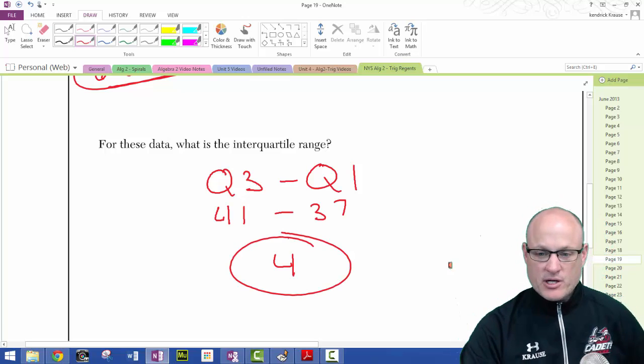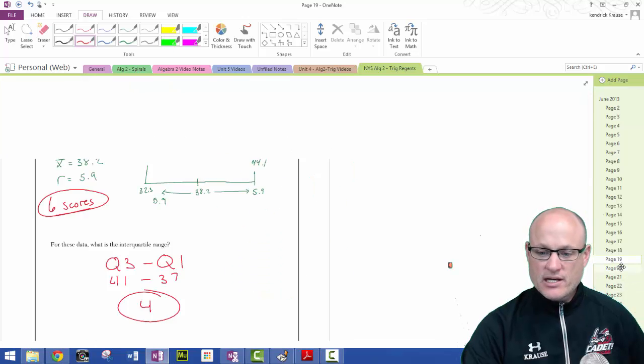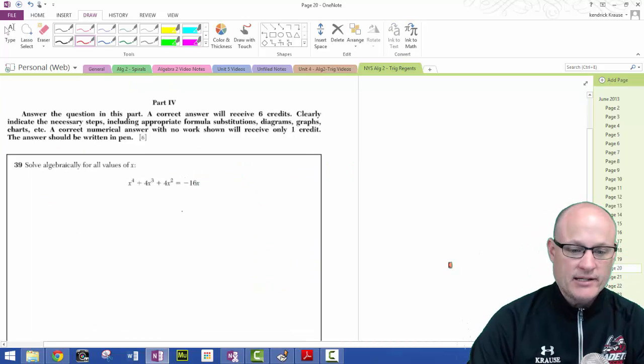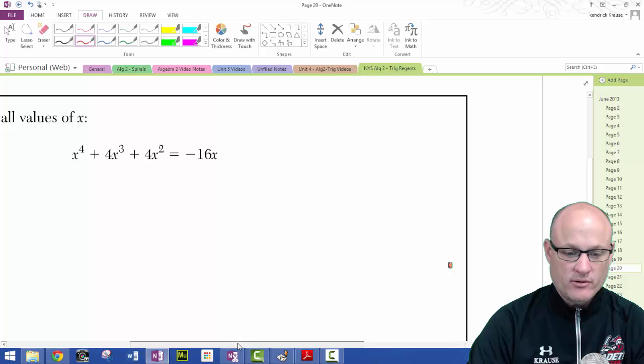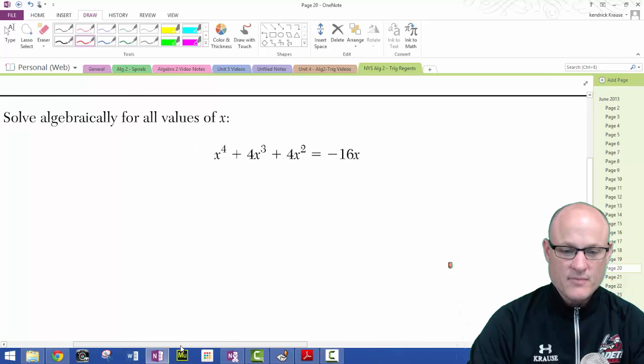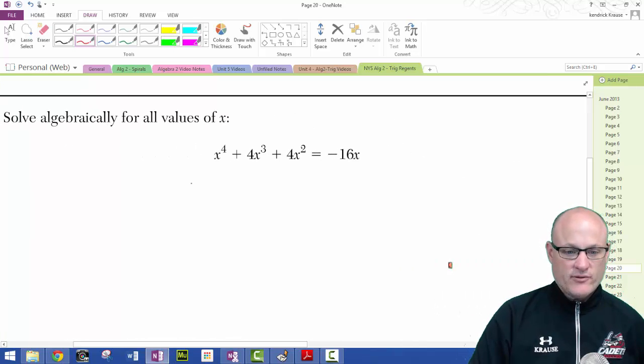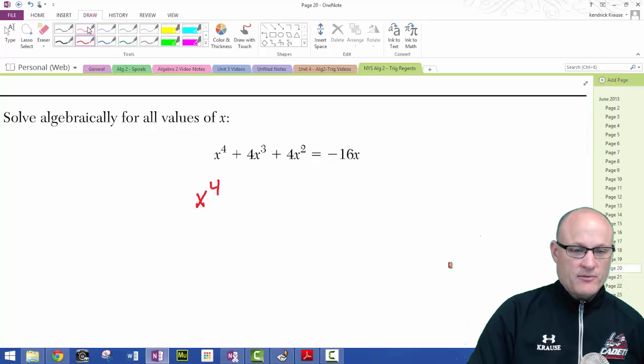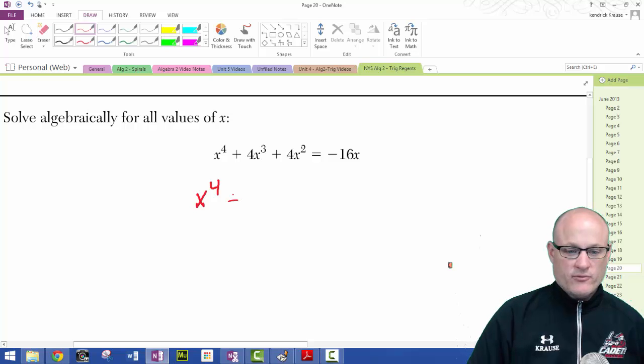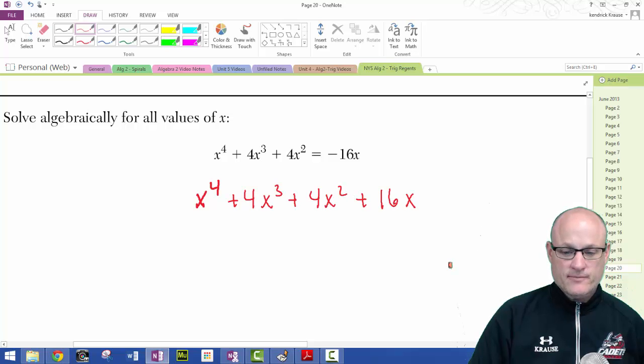Last problem. We are on the last problem, and it's an easy one. It is not a difficult question. So here we go. You guys ready? First things first, we're going to move that 16 over. So you get x to the 4th plus 4x cubed plus 4x squared plus 16x.